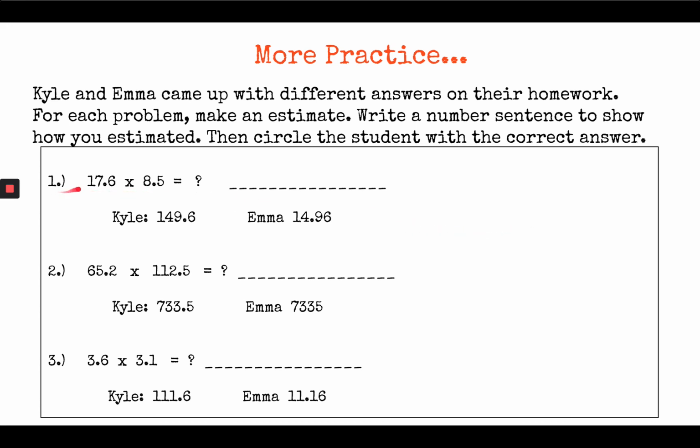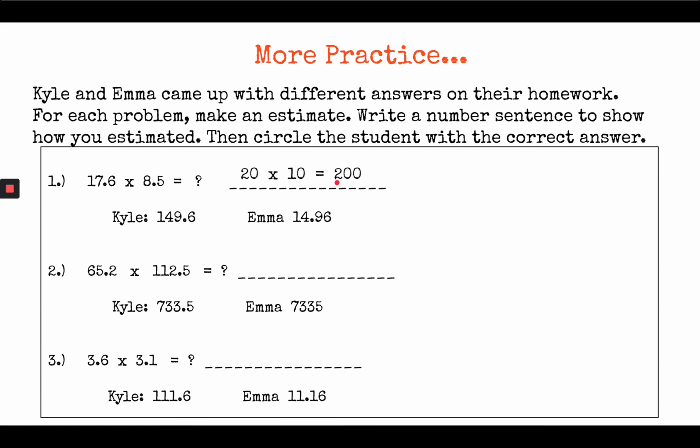I've got 17.6 times 8.5. So right here, I'm going to put an estimation problem. Okay, so I'm going to say that 17.6 is probably closest or best if I make it 20. So if I put 20 there times, I don't know, 8.5 close to 10, 20 times 10, how's that sound?